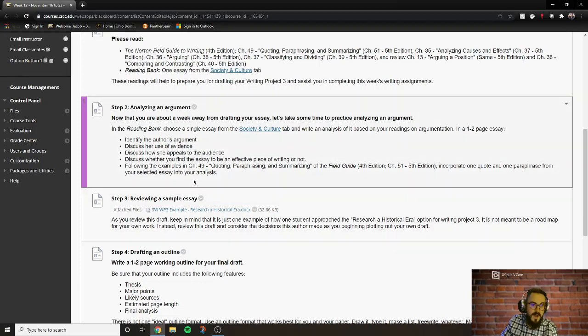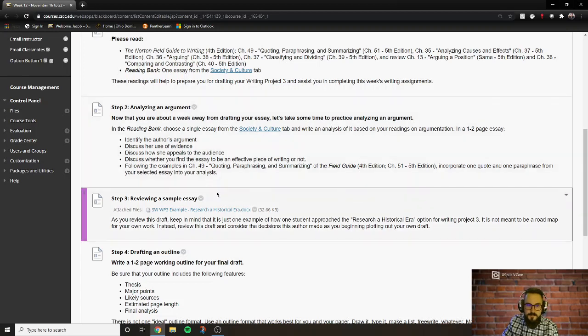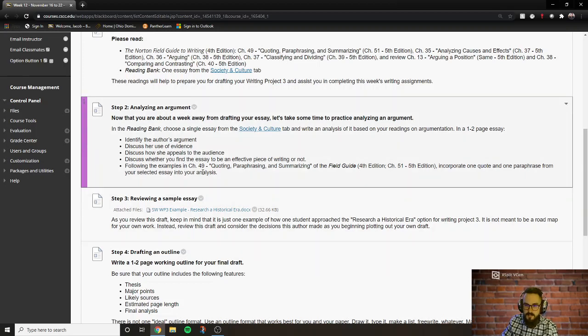Discuss whether you find the essay to be an effective piece of writing or not. Are they accomplishing their goal? Are they convincing you of anything that they're trying to convince you of? Are their ideas being developed well? That kind of thing. And following the examples in the quoting, paraphrasing, and summarizing chapter, I'd like you to incorporate 1 quote and 1 paraphrase from your selected essay into your analysis.